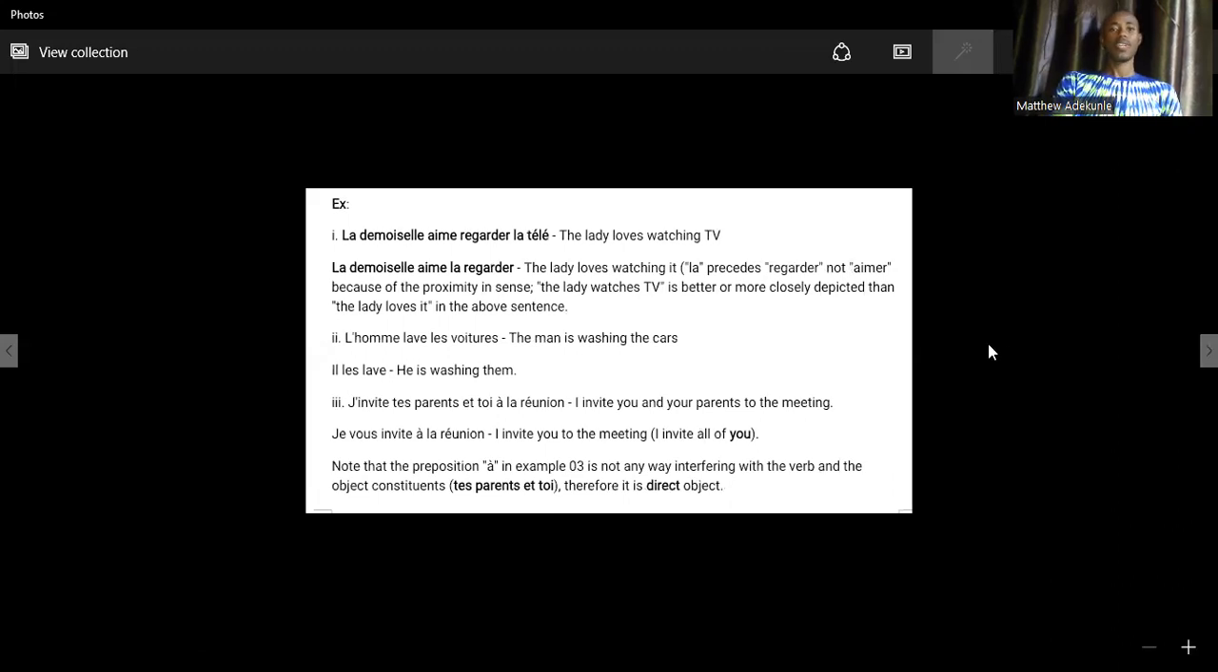Then we have an example there: La demoiselle aime regarder la télé. The lady loves watching TV. So that means those things that we stated the other time, like le, la, l', me, and les for the plural, the first slide I gave you after the questions, those ones. For us to be able to replace any noun coming at the object level with them, we have to consider first if they are direct objects.